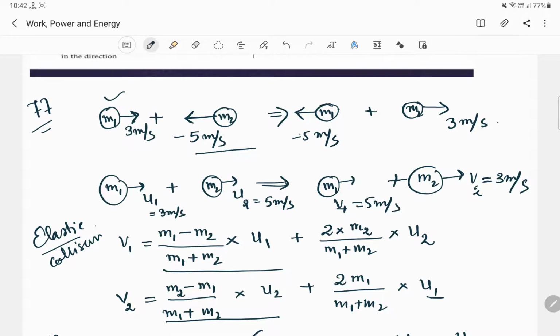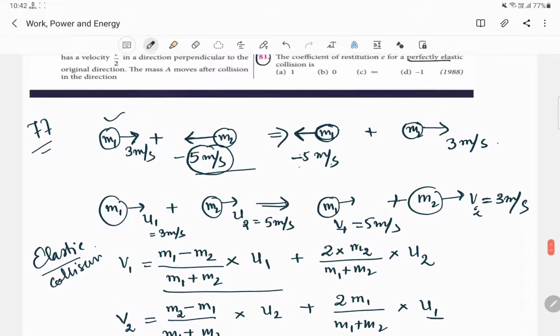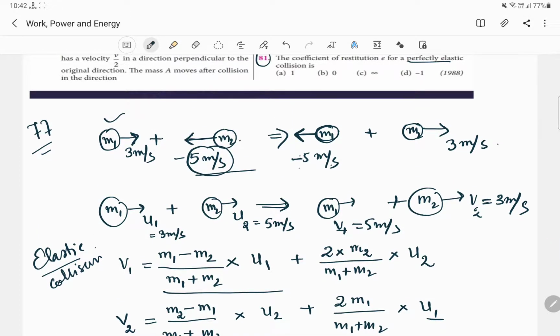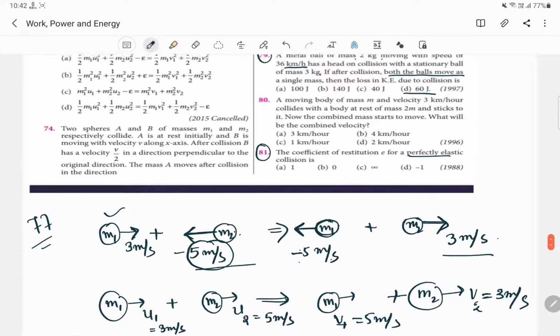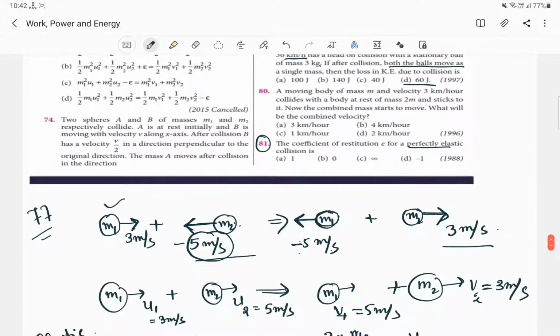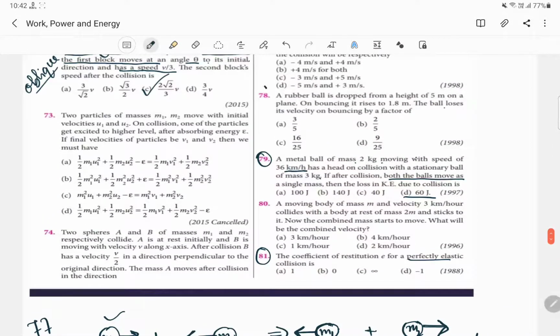So m1 will move in which direction? M1 will move opposite to the initial direction. And what will be the speed? The new speed after collision will be the speed of the second particle, that is -5 meter per second. And what about the second particle? Second particle was initially moving in the left hand direction, but due to the elastic nature it will reverse its direction along the positive, and its value will be equal to 3 meter per second. And our answer will be option number D. Very simple.